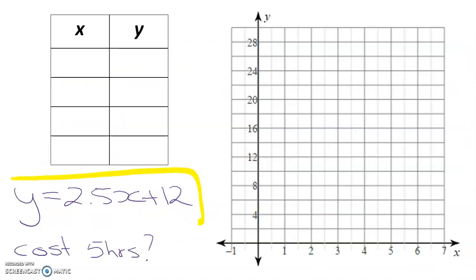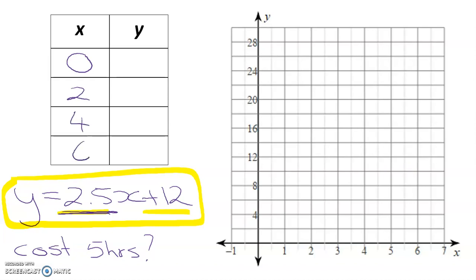Now I've written my equation here. You could have written it as Y equals 12 plus 2.5x, it's exactly the same thing. As long as both of these values are positive, the order doesn't matter. So to get it onto a graph, I'm going to set up a table of values for x and y. I'm going to have x 0, and I'm going to count by 2s because this is a half decimal, so I know every 2 of them is going to be a whole number. So I'm going to go 2, 4, and 6.